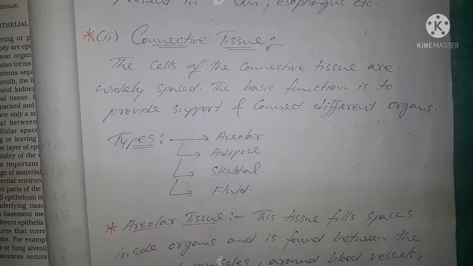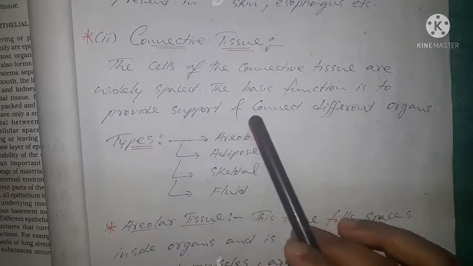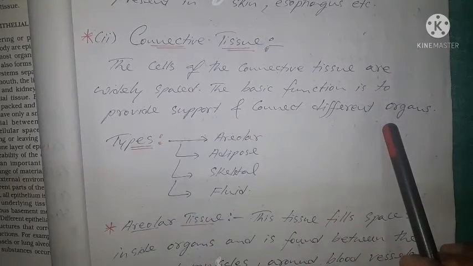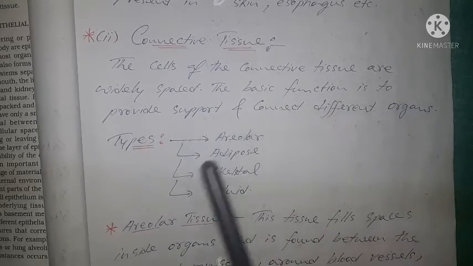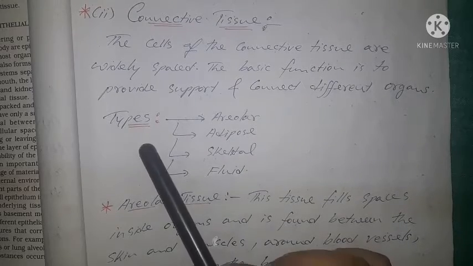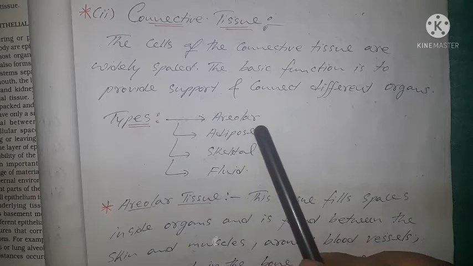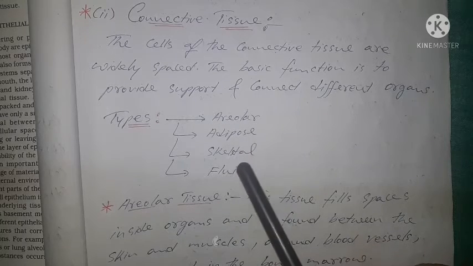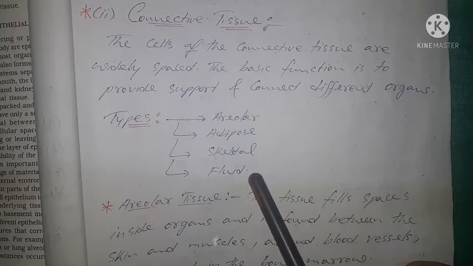The next one is connective tissues. The cells of the connective tissues are widely spaced. The basic function is to provide support and connect different organs. The different types of connective tissues are areolar tissue, adipose, then skeletal tissues, and the last one is fluid. That means the blood.